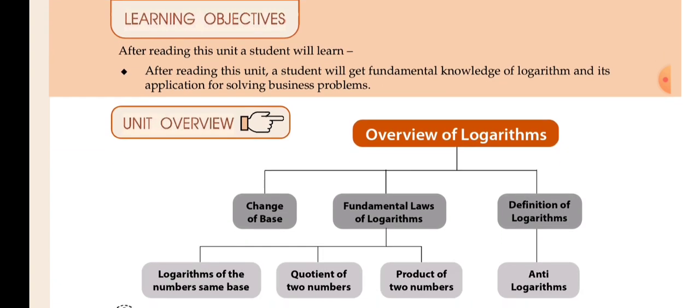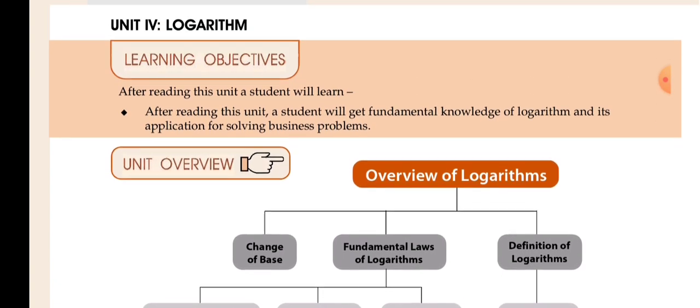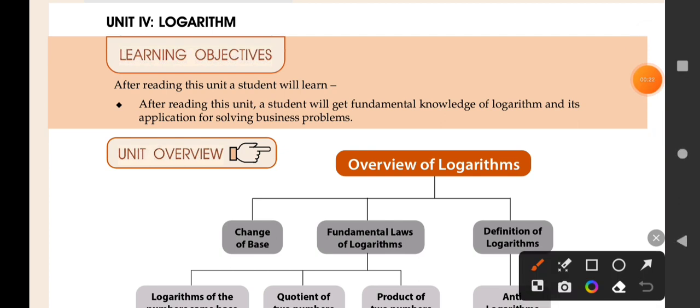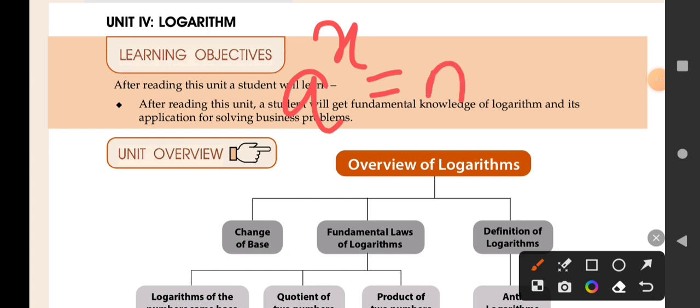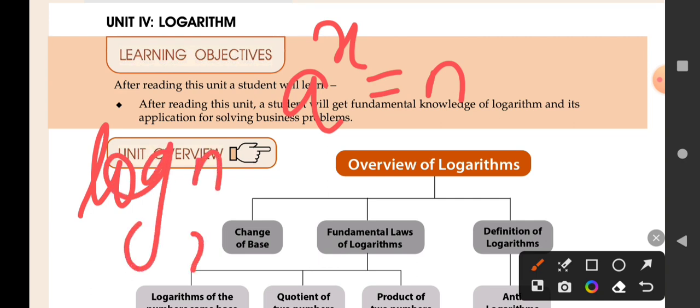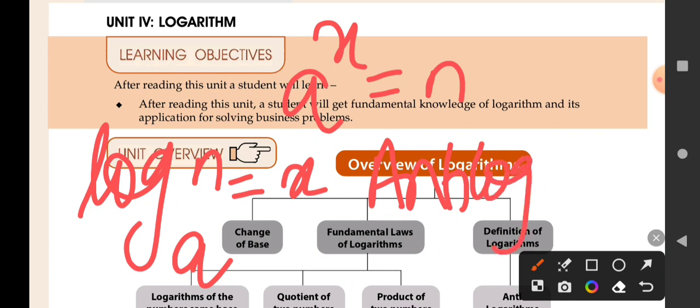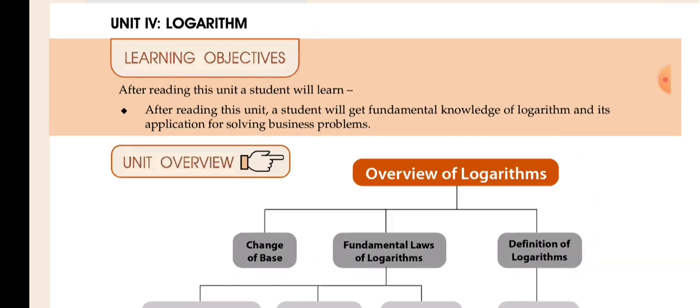So, what did we learn in this unit? Suppose a power x is equal to n is given. How can we write it in the log form? Log n to the base a is equal to x. And what is anti-log? x is equal to n to the base a.